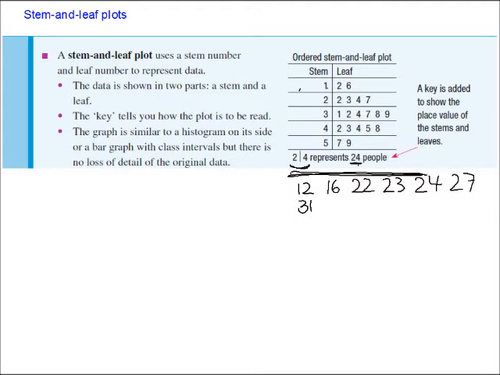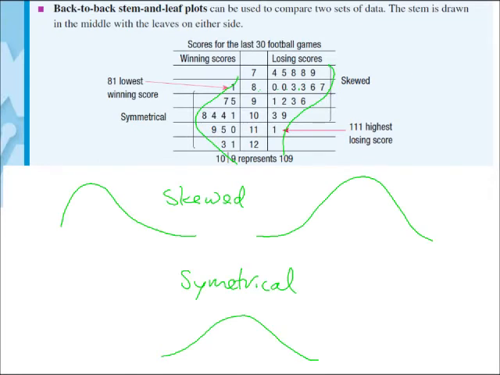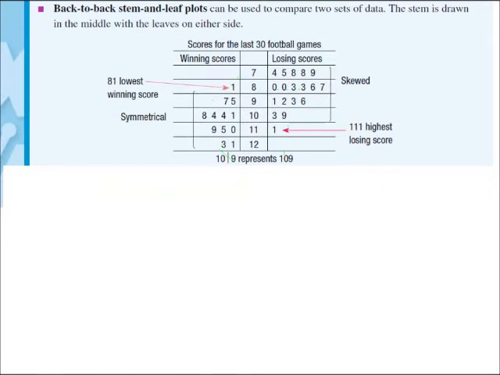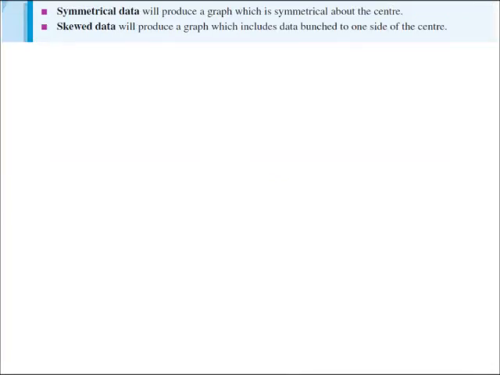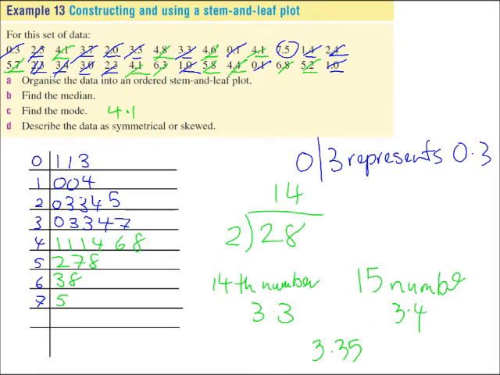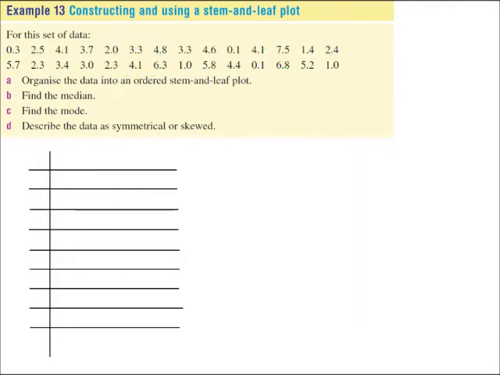So let's have a look. Here is an example. Actually, I'll go and do a different one first. Let's have a look at this example here. I've got a set of data, and these are all decimals. So I'm going to organise these numbers into a stem and leaf plot.